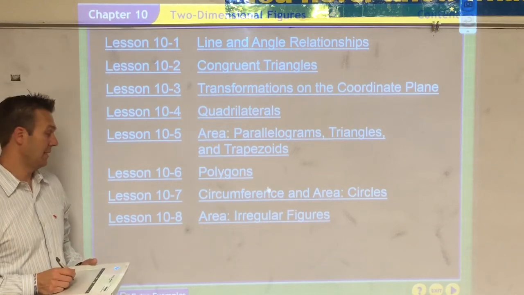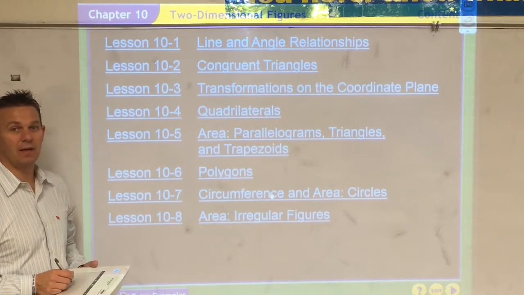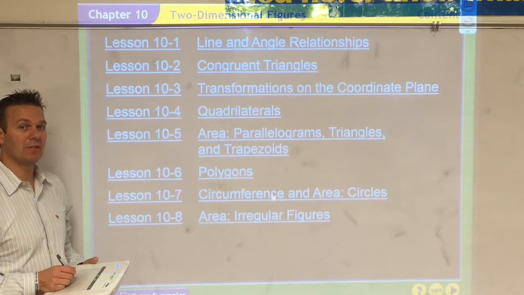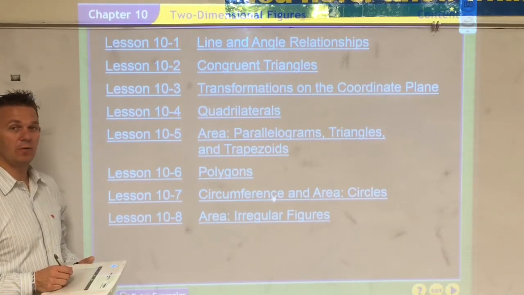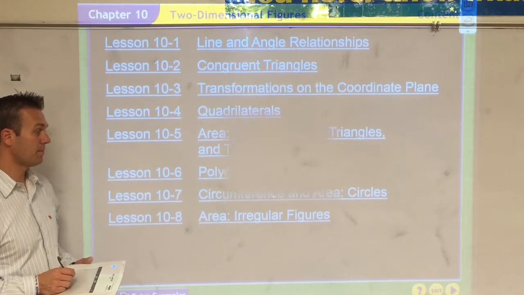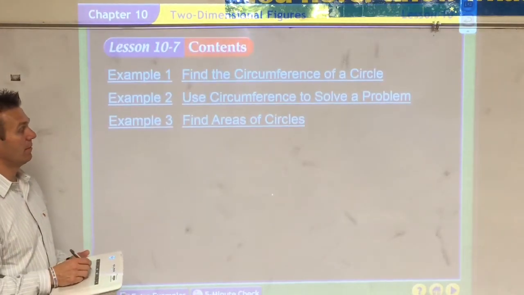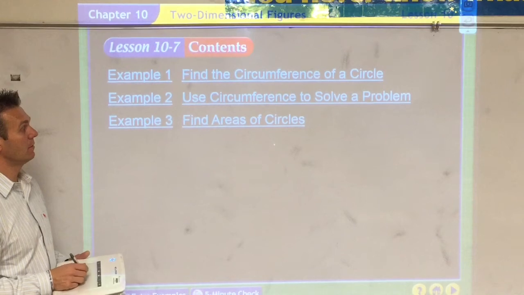So today's lesson is lesson 10-7, circumference and area of circles. Go ahead and put that as your title. Put your date on the top right hand corner and make sure you write down the formulas for this one. We have 3 different examples.